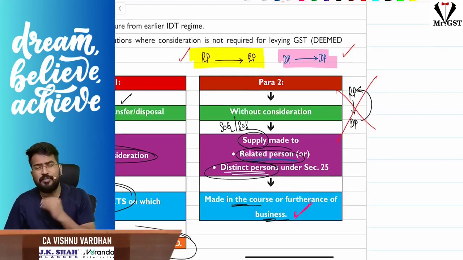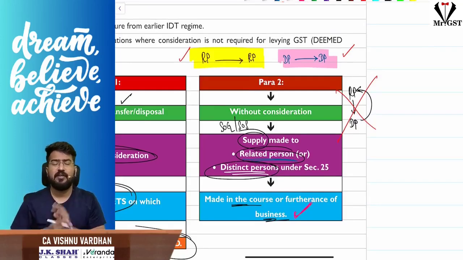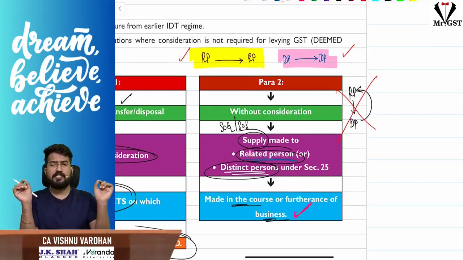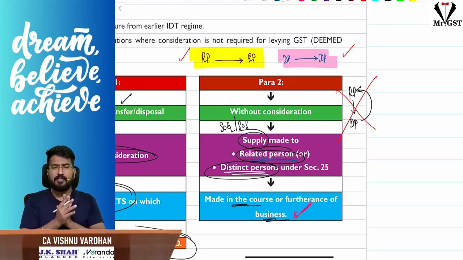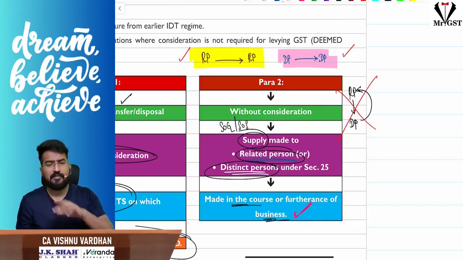That means you should know the meaning of related person and distinct person. First I'll tell you the basic fundamental difference. Understand, related person means there are 2 persons, we are talking about the relation. Distinct person means only 1 person, we are treating them as 2. So I repeat, related person, there are 2 persons, we are talking about the relation. Distinct person, only 1 fellow, you are treating them as 2 persons. Okay, so who are related persons? Between them anything happening without consideration is also supply if it is for business purpose. I repeat, if it is for business purpose is important there.